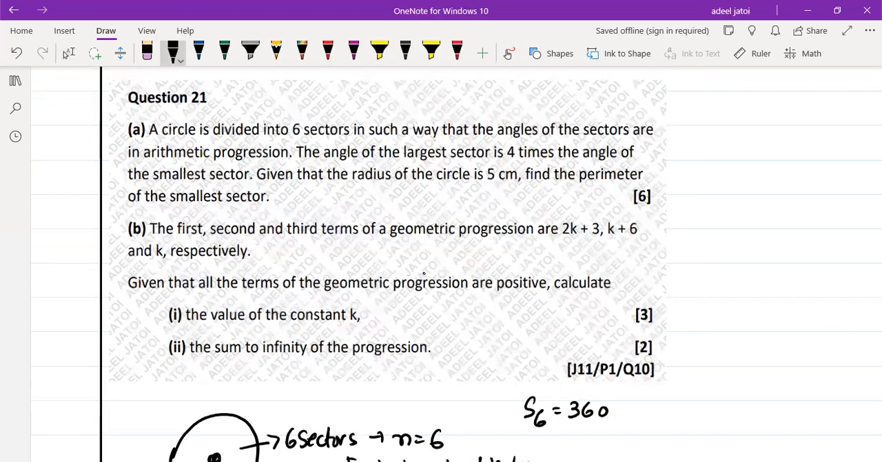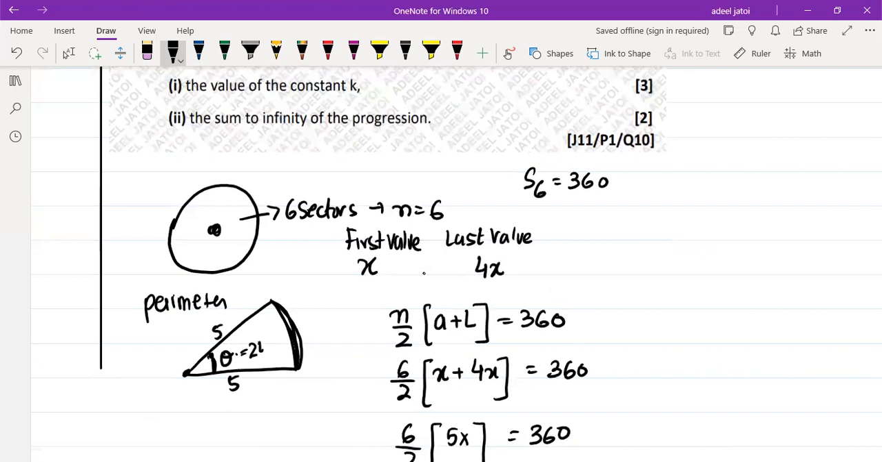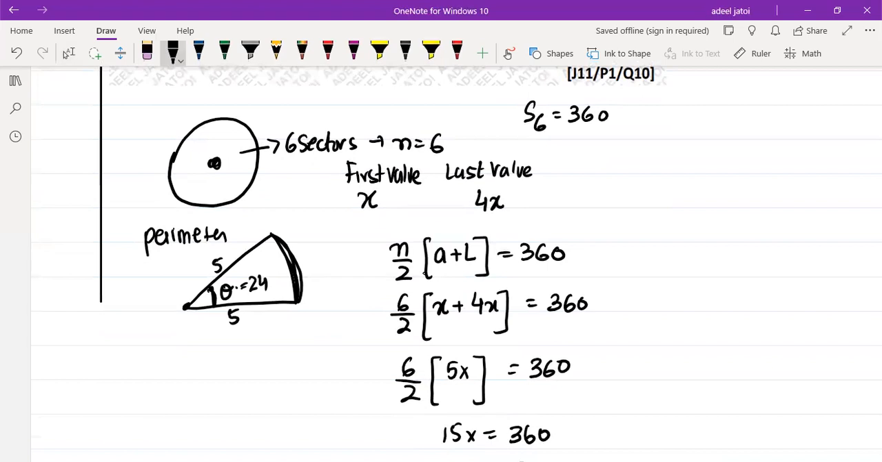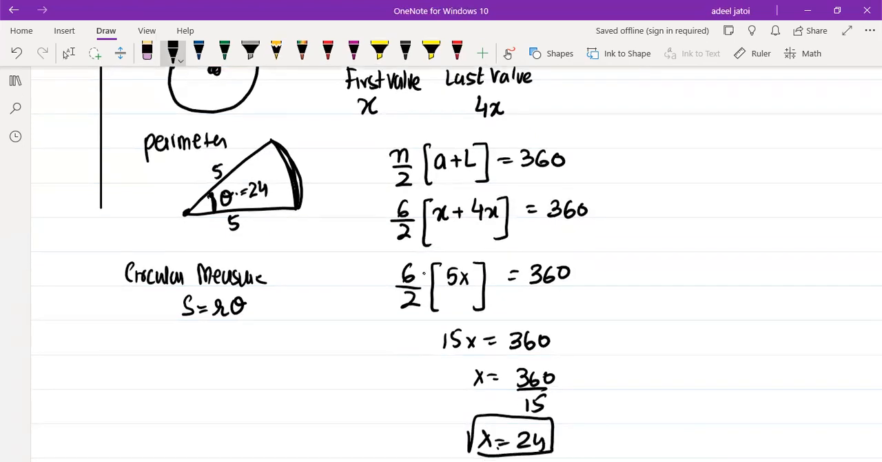Now, since the perimeter needs to be of the smallest sector, and the smallest sector means the smallest angle, which is 24. To find the arc length in circular measure, what you need to understand is that for arc length, you use r theta. Your r is 5, but theta is missing. Can I convert my theta into radians? Because obviously I need to use r theta. So 24 into pi upon 180 is the conversion technique from degrees to radians.